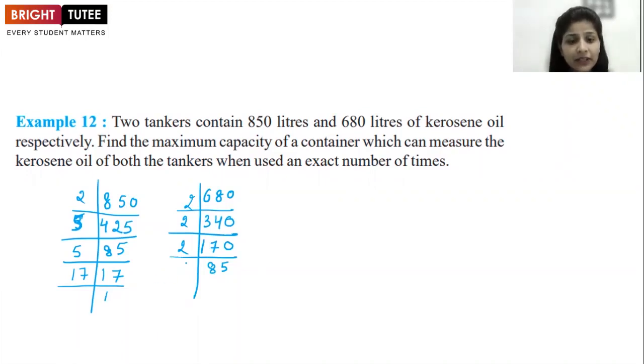Now again with the 3, can we do? No, we will be doing with 5. 5 ones are 5, 5 sevens are 35, then 17 only.